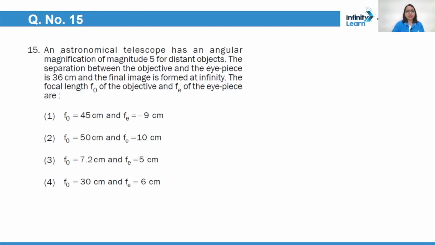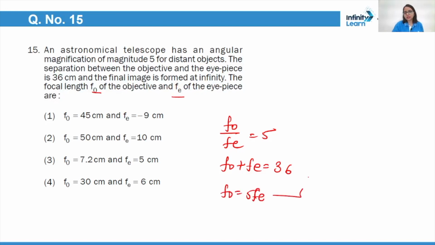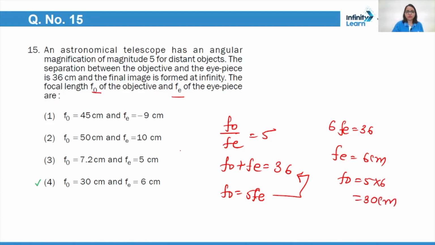Question number 15. An astronomical telescope has an angular magnification FO upon FE of 5 for distant objects. The separation between the eye lens and objective is 36 centimeter. Image is formed at infinity. We need to find FO and FE. So FO is 5 times FE. Put this value in equation 2. So we'll get FO plus FE, which is 5 FE plus FE. 6 FE is equal to 36. So FE is 6 centimeter and FO will be 5 times 6 centimeter, which is 30 centimeter. So the correct answer is option 4.